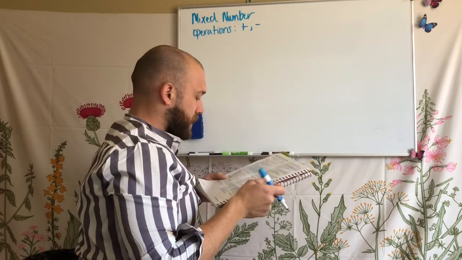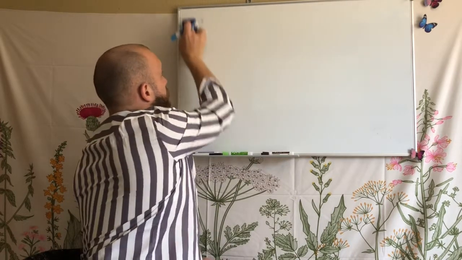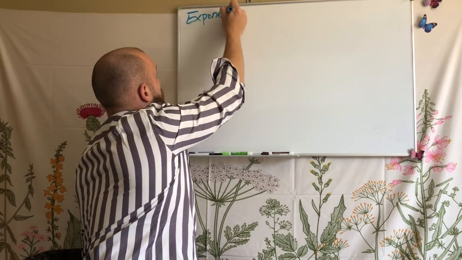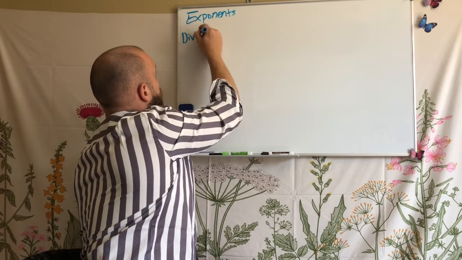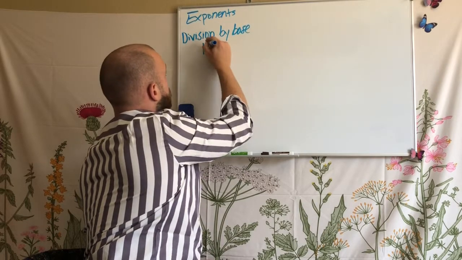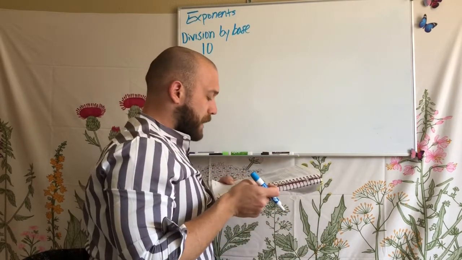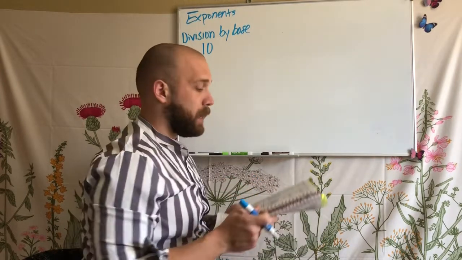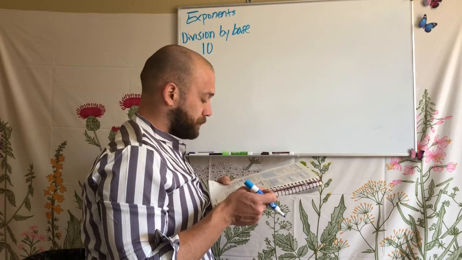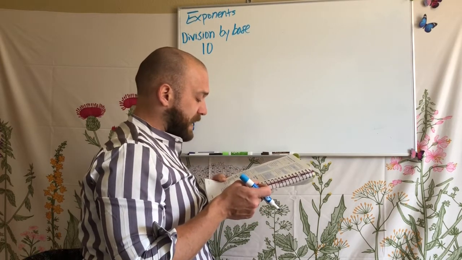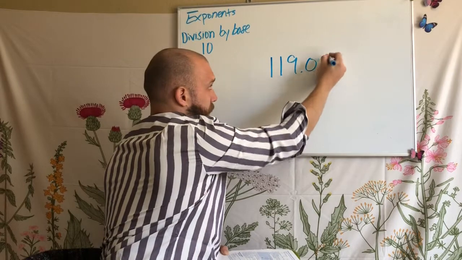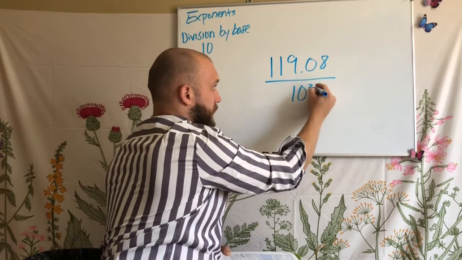All right, let's move on to exponents, division by base 10. So, find part 1 in your textbook. In there, you have 5 problems. Problem 1 is 119 and 800ths divided by 10 to the second power.